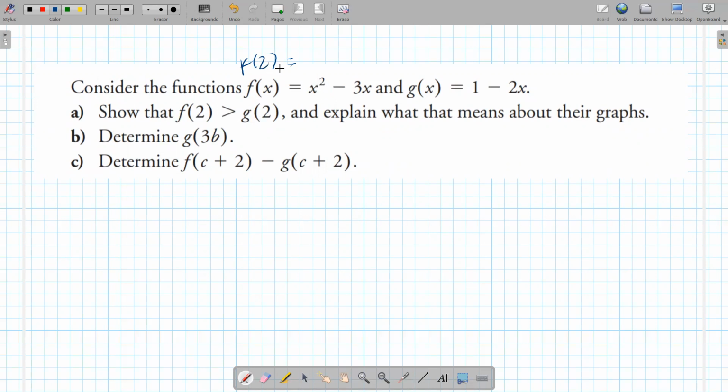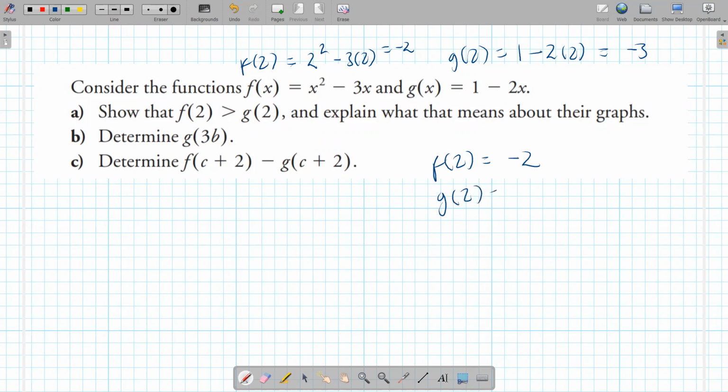And I keep saying it in that form because you'll see when we're trying to do this, that process of thinking is useful. So 2 squared minus 3 times 2. So that's 4 minus 6, that's minus 2. And then g of 2 would be 1 minus 2 times 2. So that's 1 minus 4, and that's negative 3. Therefore, f of 2 is bigger than g of 2. So again, f of 2 is minus 2, and g of 2 is minus 3. So we know this is bigger than this because minus 2 is bigger than minus 3.